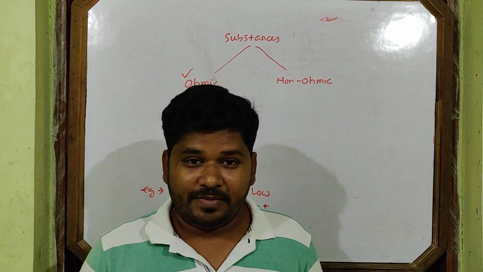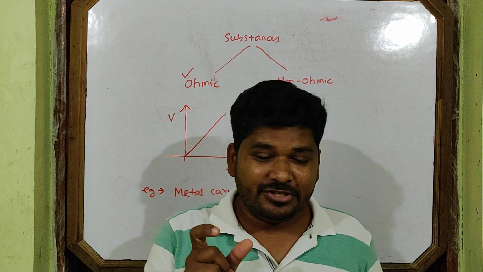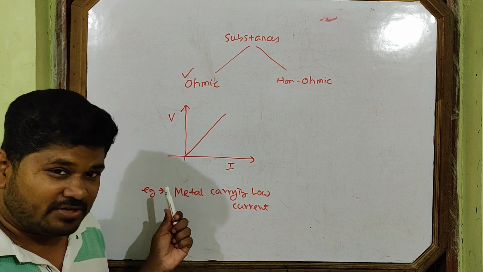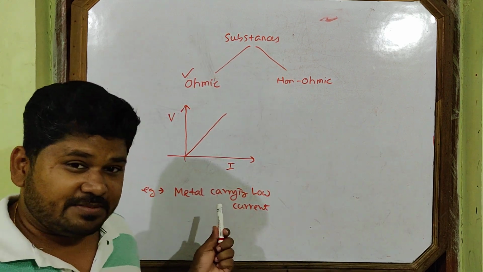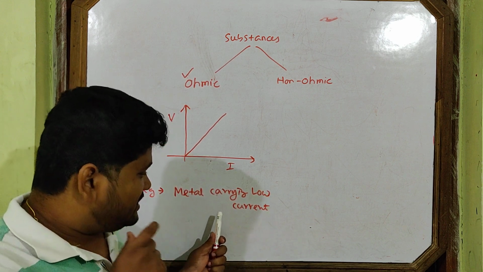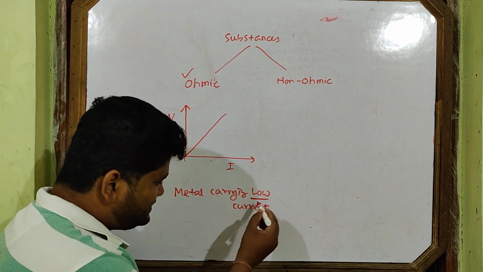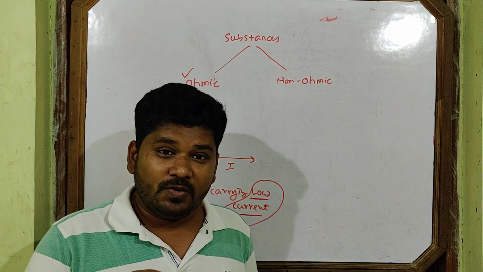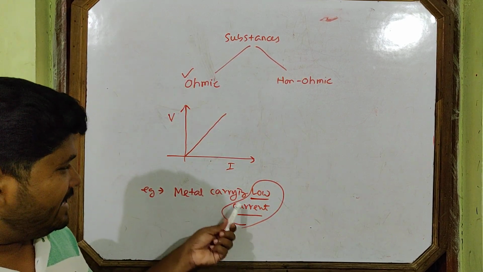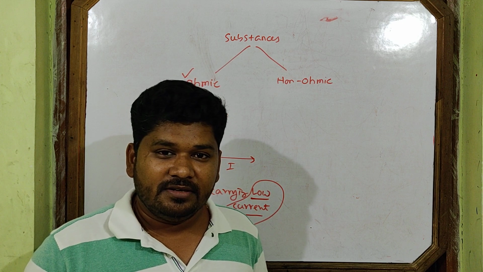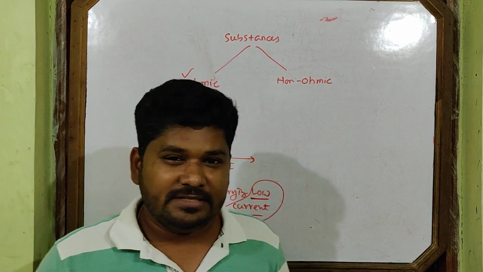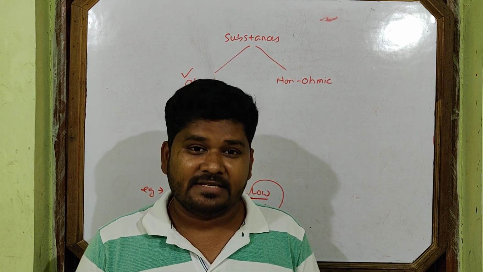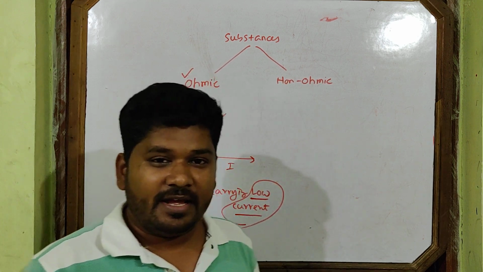Then the question may come to your mind: why am I using the words low current? This is a 2020 board exam question. This is a very conceptual question. The question comes from these two words: metals carrying low current. These two words are important. Why is carrying low current ohmic? If the current is high, is there any problem? Yes. If the current is high, what happens?